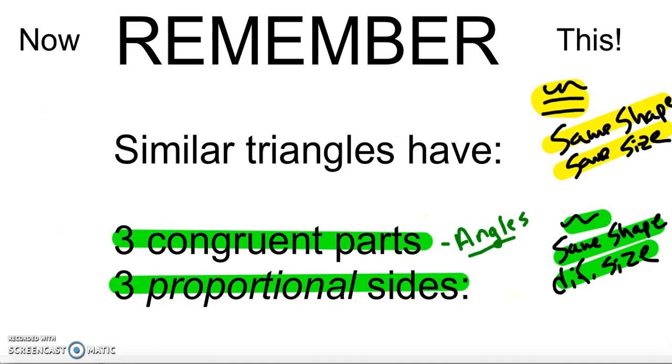Similar triangles are different. Similar triangles have 3 congruent parts, which are the angles. The angles are the ones that are congruent. And they have 3 proportional sides. So the sides are not exactly the same length, but they are related to each other by a scale factor. And we have a difference in symbols.